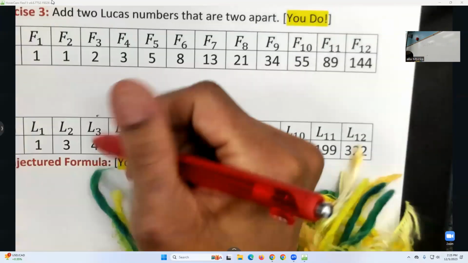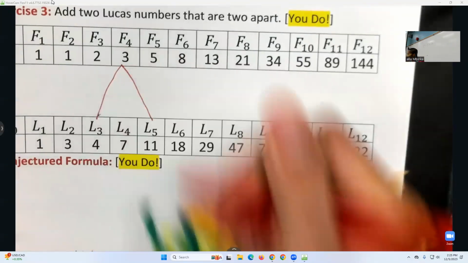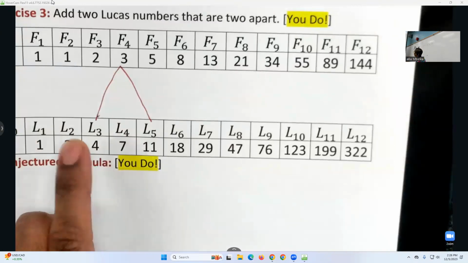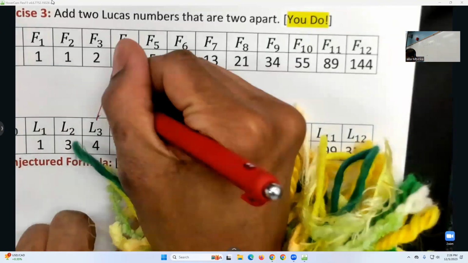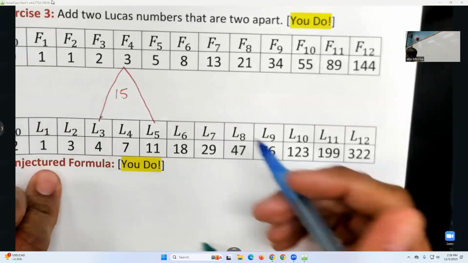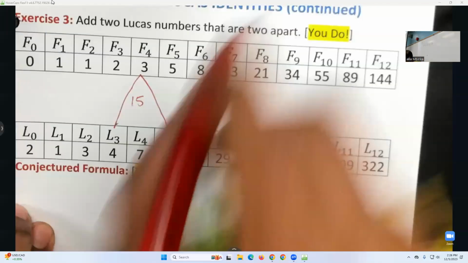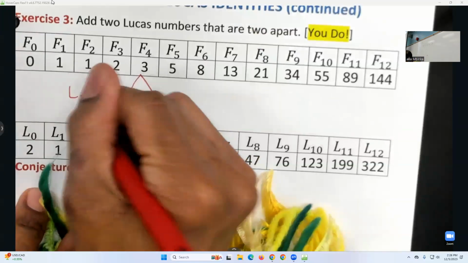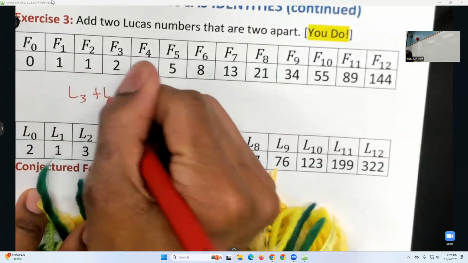L3 and L5, wow. Do they equal 3? Well, hell no. 4 is already bigger than 3. 4 plus 11 is 15, and 15 ain't 3. But who cares? Let's move on. Let's get some more data. So that's what L3 plus L5 is.